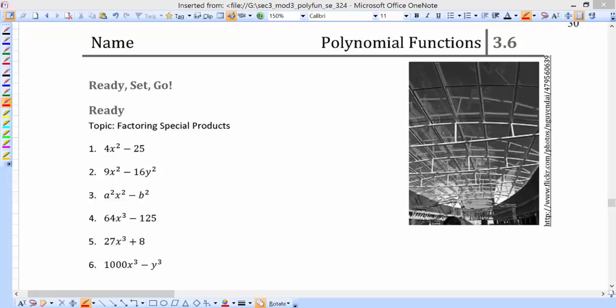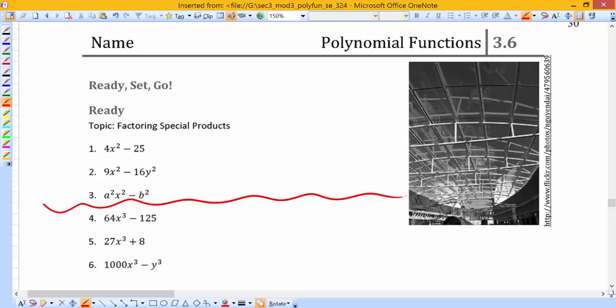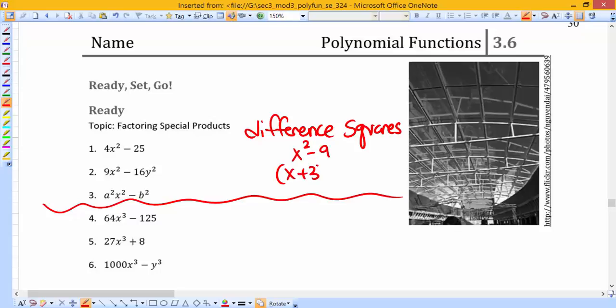That's the difference of squares, sum of cubes, difference of cubes, and they all have their own little special things. The first half, the 1, 2, and 3, those are your difference of squares. I don't know why I said cubes. And you guys are used to seeing difference of squares as maybe like an x squared minus 9, which would be x plus 3, x minus 3.